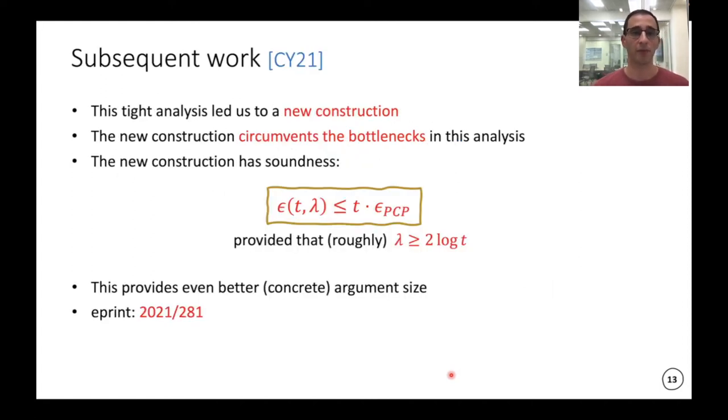Another thing that I want to mention, this tight analysis actually led us to a new construction. This is a subsequent work that you can see in the last Crypto. The new construction took the tight analysis and managed to overcome and circumvent all the bottlenecks in the analysis. What we got is that the new construction has soundness just T times epsilon, with the same requirement on lambda. This gives a much better argument size, both concretely and even asymptotically. I really welcome you to see the paper on ePrint.